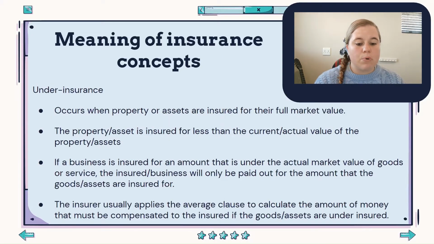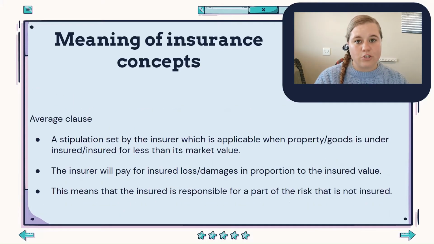Underinsurance occurs when property or assets are not insured for their full market value. The property or asset is insured for less than the current or actual value of the property or asset. If a business is insured for an amount that is under the actual market value of the goods or services, the business will only be paid out the amount that the goods or services are insured for. The insurer usually applies the average clause to calculate the amount of money that must be compensated to the insured if the goods and services are underinsured.